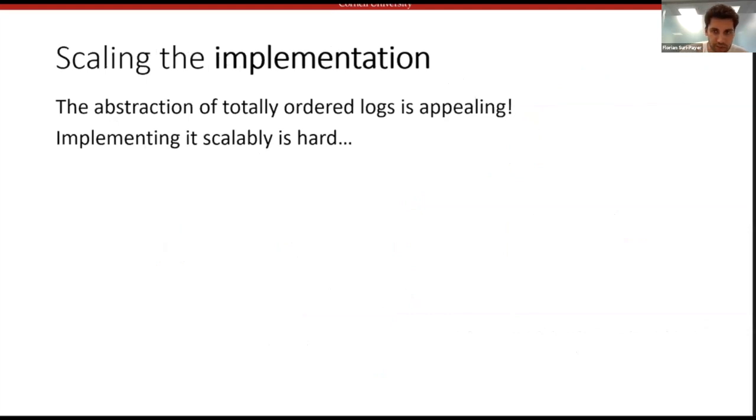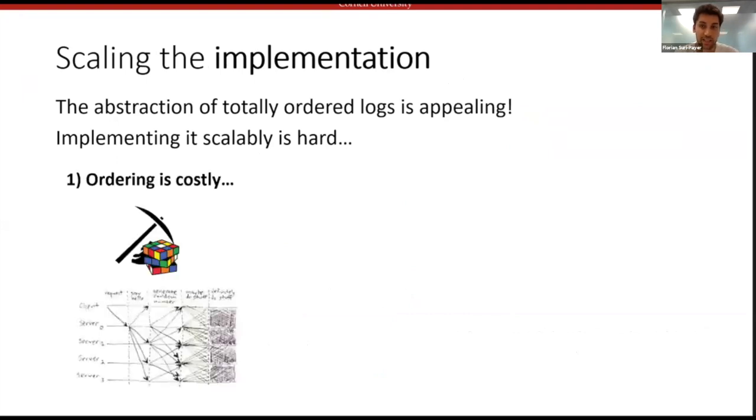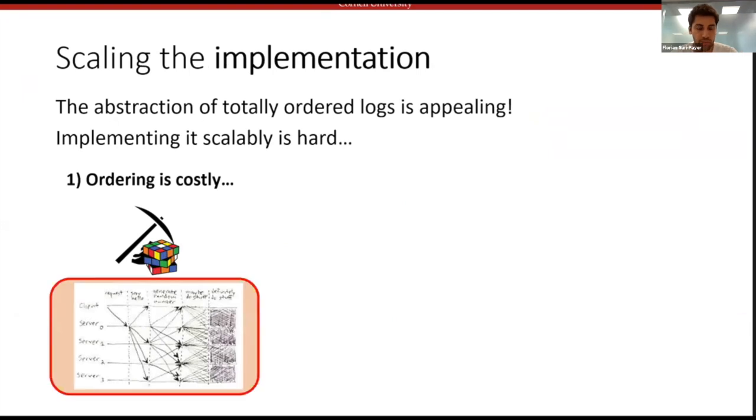Now, while this abstraction is both simple and powerful, implementing it in practice is in fact difficult. On the one hand, establishing a total order is hard. In the case of permissionless systems, you have to rely on techniques like proof of work or proof of stake, while in permissioned systems that I'm going to be focusing on today, you usually have to rely on a leader, you require multiple rounds of message exchanges, and recovery protocols are usually quite hard to reason about.